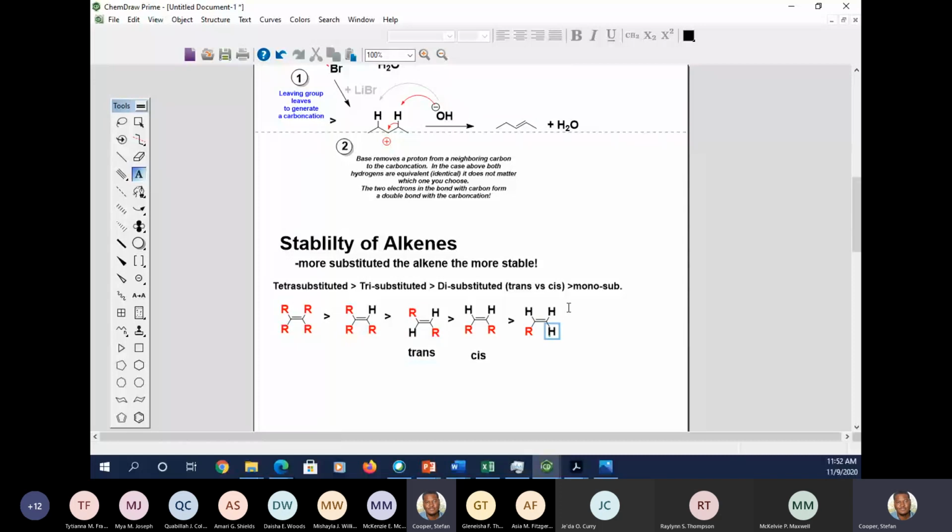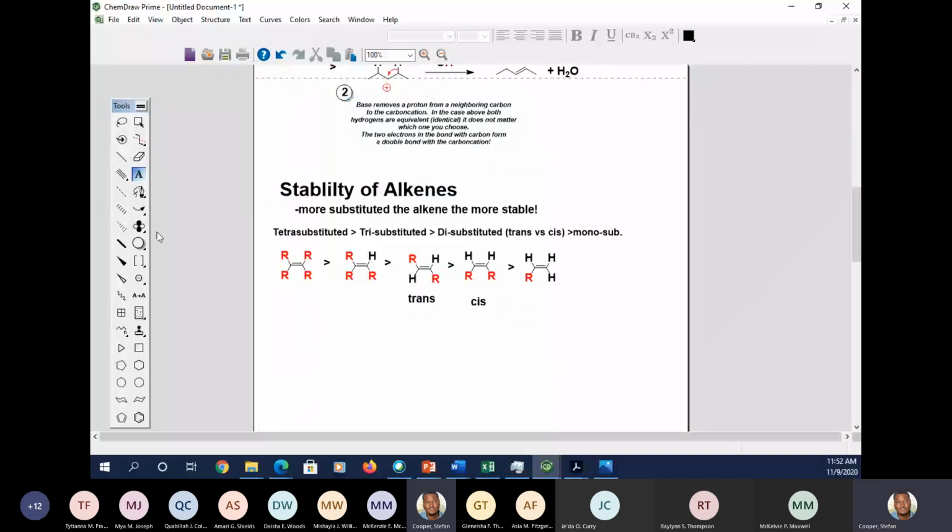So I'm hoping everyone's getting comfortable with the stability of alkenes. The reason why we need to know this is that it is going to influence how we choose the hydrogen to pull to generate a final product. So before we end, I'm going to end with this rule that we'll break down more next class.